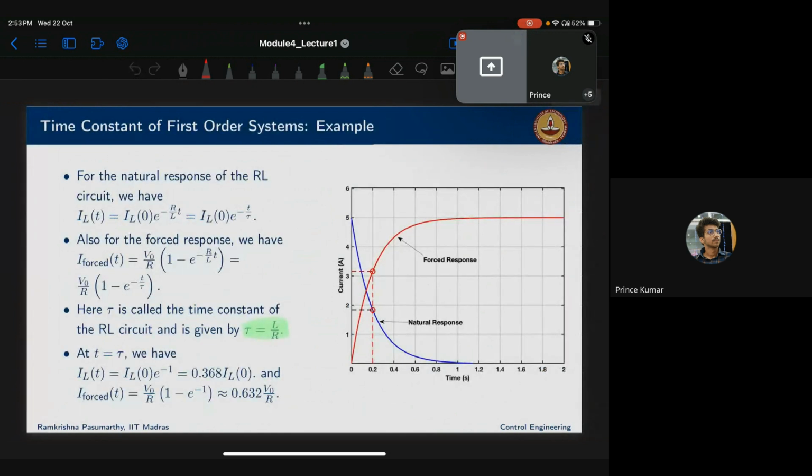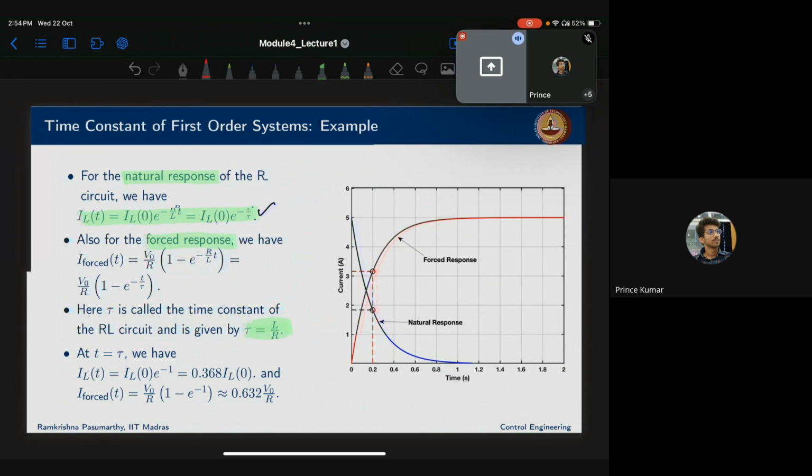Now let us consider both the natural as well as the forced response. As I said, natural response is nothing but without source. Forced response is nothing but with the source. Previously we have seen without source, this is the response. So this blue curve represents this one, whereas the red curve represents this signal. So that is the forced response.